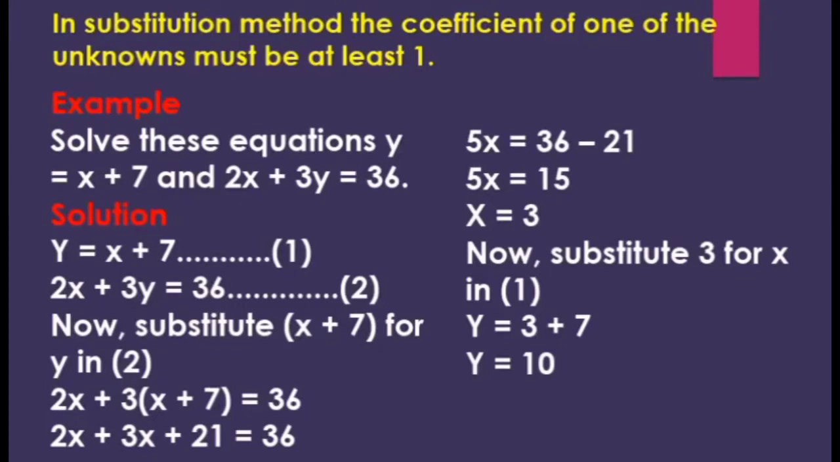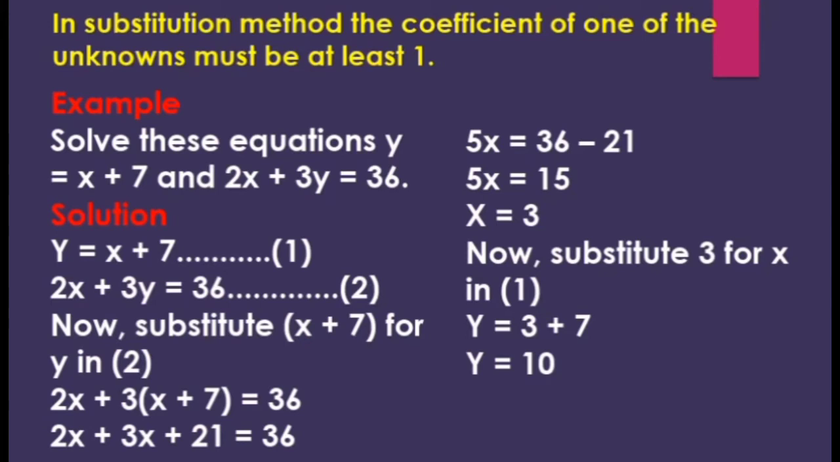You can use the substitution method if at least one of the unknowns in the equations has a coefficient of 1. And when I say a coefficient of 1, it means practically there is no number in front of the letter. For example, x has a coefficient of 1. If I say y has a coefficient of 1. So let's take a look at this very simple example. Solve these equations: y is equal to x plus 7, 2x plus 3y is equal to 36.